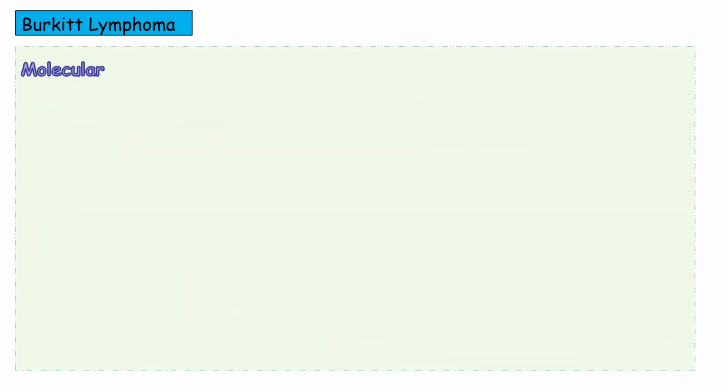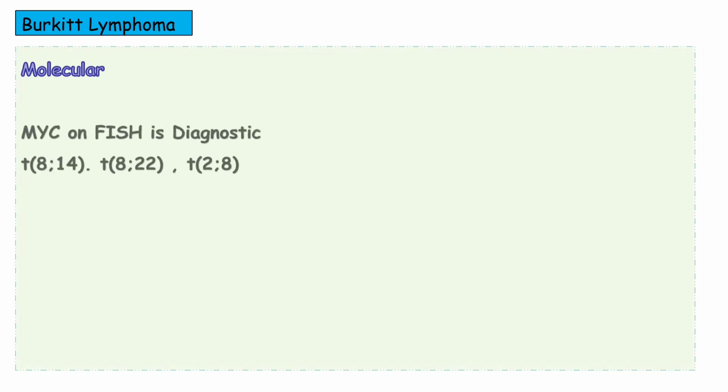FISH is very important for diagnosis of Burkitt lymphoma. It is considered mandatory now to support the diagnosis of Burkitt lymphoma, and we can see MYC on FISH, which is diagnostic. The translocations can be t(8;14), t(8;22), or t(2;8). Absence of BCL6 and BCL2 rearrangements is important.